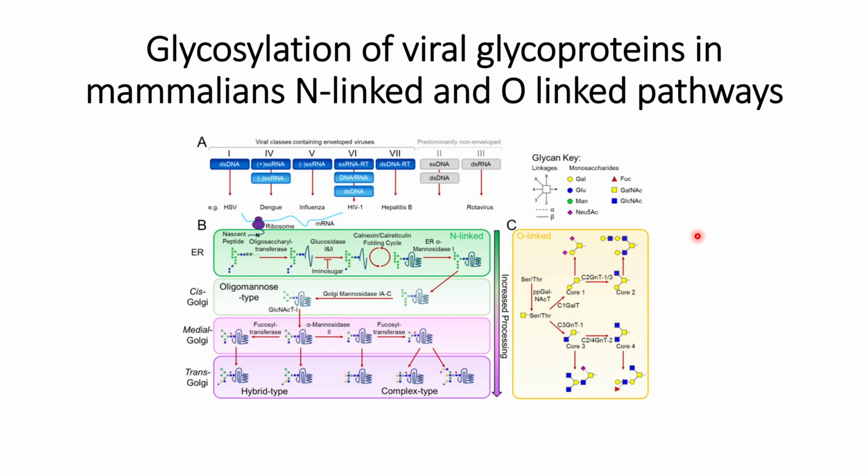So this is a general overview of how glycosylation of the viral glycoprotein occurs in mammalian cells, and we have covered two pathways, the N-linked and O-linked pathways. If you need to understand these things in detail, you can go through the reference provided in the description. That's all for this video. Thank you for your time.